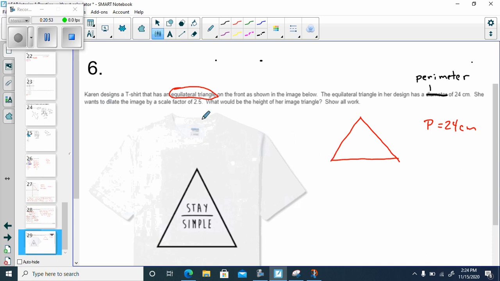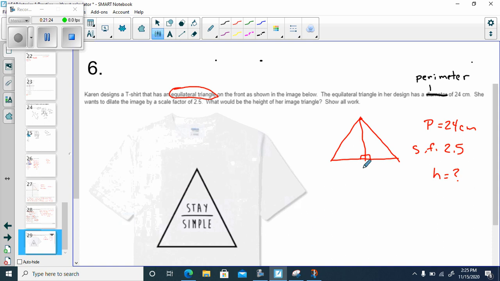She wants to dilate the image by a scale factor of 2.5. What would be the height of her new triangle? Wants to know the height. Okay, height. That's a term you should know from years past. The height of a triangle starts at one tip and goes to the opposite side such that it hits it at a right angle. Okay? Now, when I do that, this side here is divided into two equal pieces.